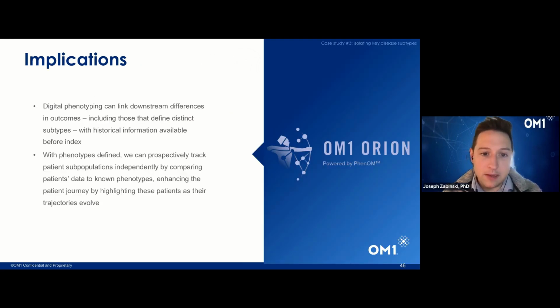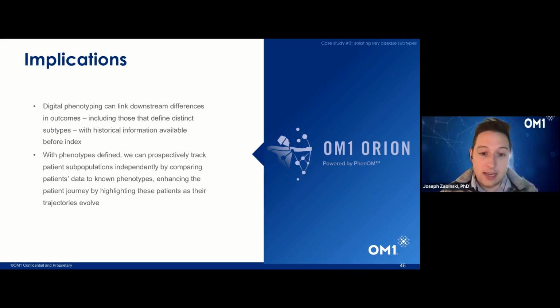And so just to wrap up this section, the key notion here is that when we're thinking about distinct subtypes of patients who all progress from a common starting point, we can use digital phenotyping to link those downstream differences in outcomes to data that we knew when those patients were starting, before they differentiated. And once we've defined those subphenotypes, we can prospectively track new patient populations and observe them independently, right? We can say, we think this group is going this way.